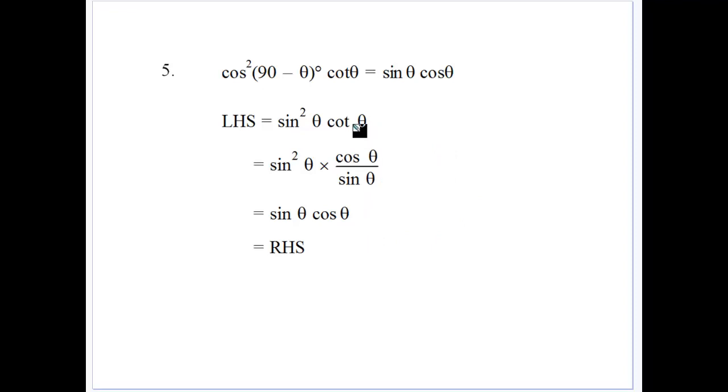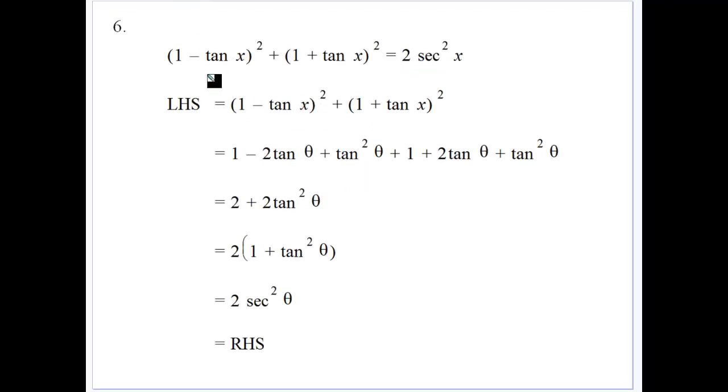Because I looked at the right hand side here and realised there was no cotangent or tangent, the final answer was in terms of sine and cos. That's why I went from cot to cos on sine and not 1 on tan. So keep that in mind as you go through. Again, we keep in mind what we want to end up with. So this time, 1 minus tan x all squared plus 1 plus tan x all squared. Keep in mind what we've got to finish with is sec squared.